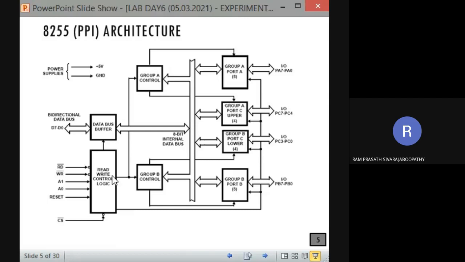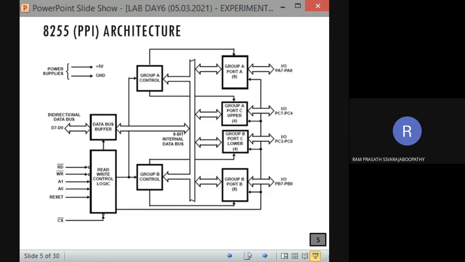What operation does this signal indicate? This signal indicates read operation. Very good. WR bar means write operation. Yes, very good. Whether we are communicating with input device, input output device or memory.